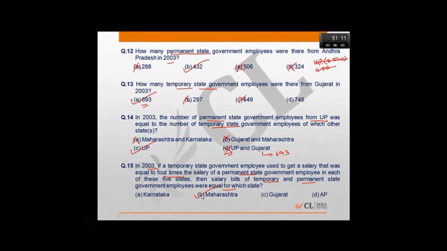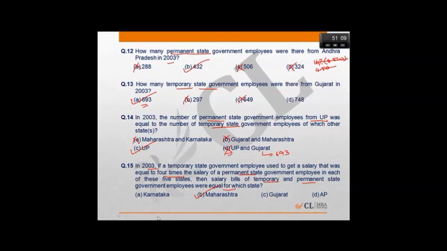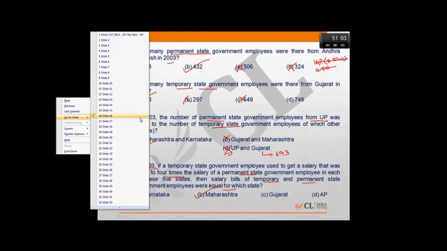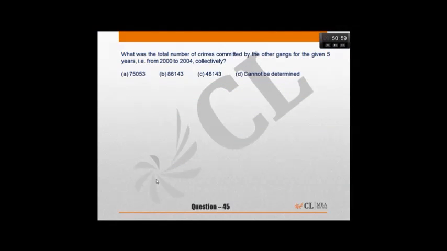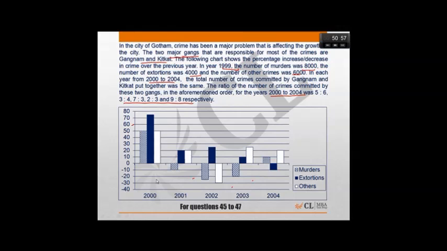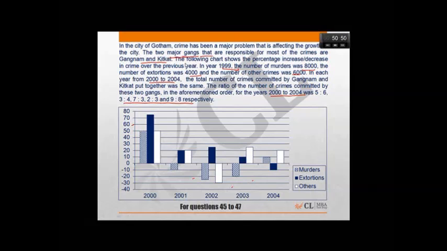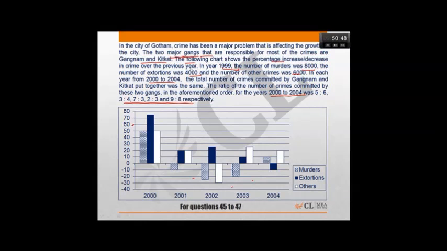Let me click it off. Let me look quickly at the crime graph, because I'm reasonably sure that I don't want to attempt 25 to 27. So the crime one was 45 to 47. Let me quickly understand the data. City of Gotham crime. Percentage increase or decrease in crime over the previous year. In 1999, the number of murders was 8,000, extortions 6,000.